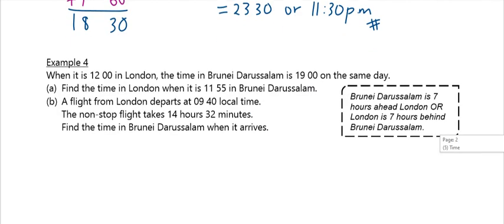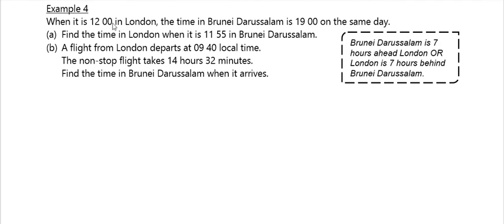Now for the last one. Example number 4: when it is 1200 in London, the time in Brunei Darussalam is 1900 on the same day. So you can say that Brunei Darussalam is 7 hours ahead of London, or London is 7 hours behind Brunei Darussalam. It will depend on the question that you have. For part A, find the time in London when it is 11:55 in Brunei Darussalam.